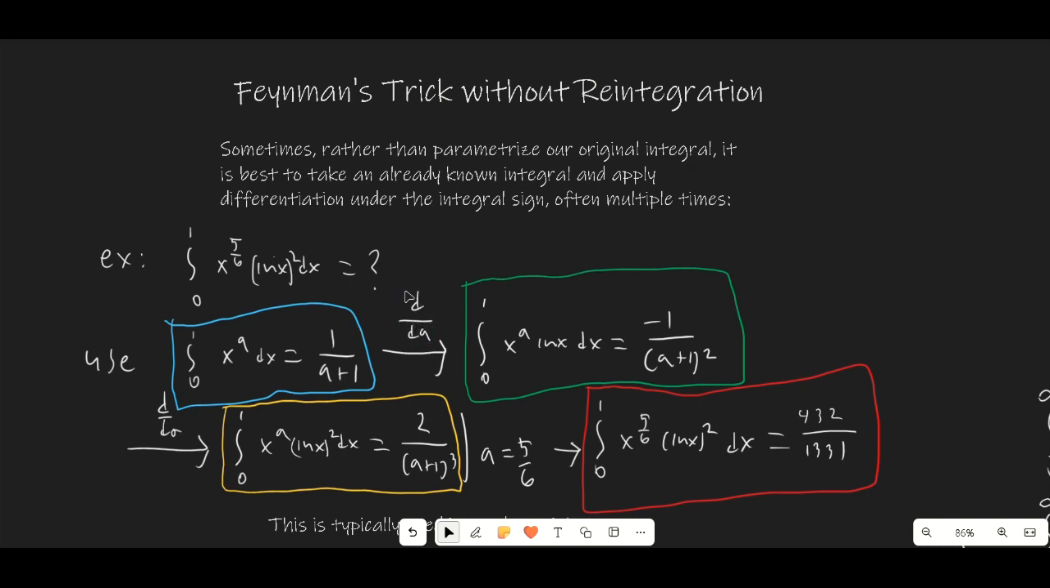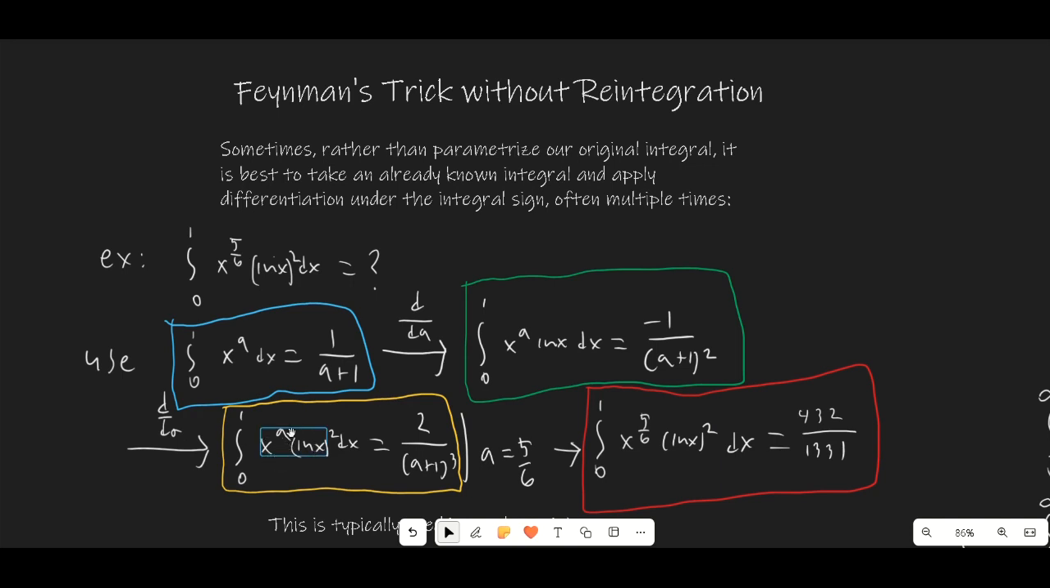So what happens is when we differentiate with respect to a, this x to the a becomes x to the a times ln x, and then this just becomes -1 over (a plus 1) squared. And guess what? We can just go ahead and do this again, because this didn't really change the inside function that much. It just multiplied by ln x. So if we differentiate again, we multiply by ln x a second time.